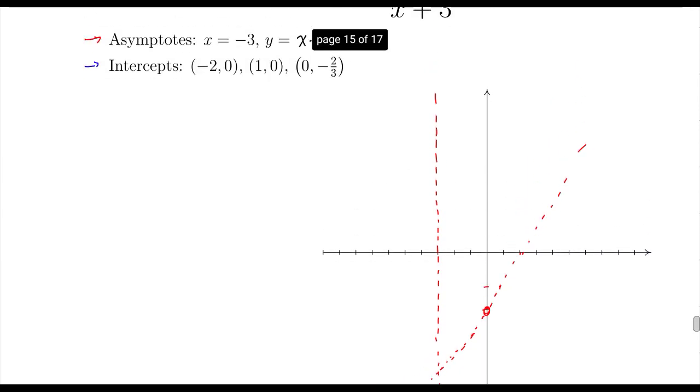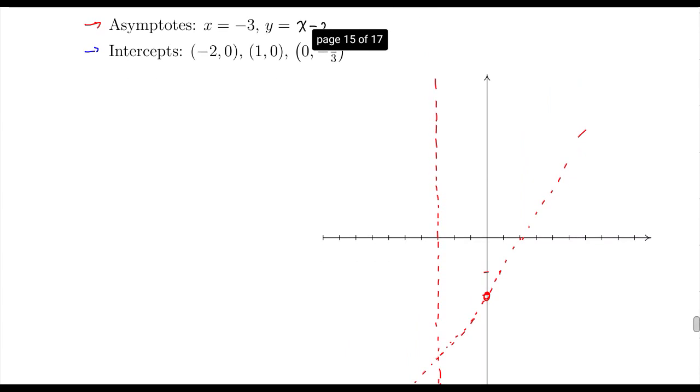So let's plot our intercepts. -2, 0. 1, 0. And then 0, -2/3. Okay, so that's about right here. Okay, that's plenty of points. I'm going to find my test points anyway, but I probably don't need to for the right half. Okay, but we'll do it anyway.